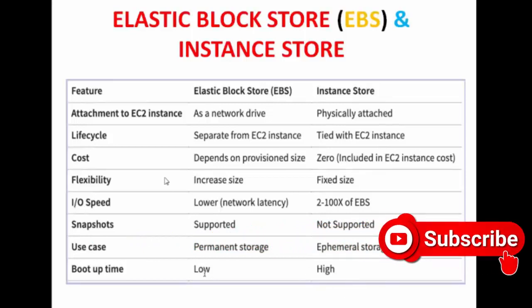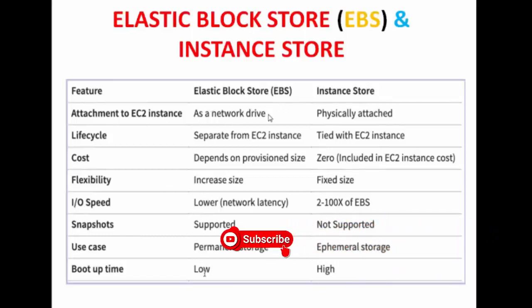So guys, again an overview. Attachment to the EC2 instance: EBS is a network drive, but the instance store is attached physically. Life cycle: EBS is separate from the EC2 instance, but the instance store is tied with the EC2 instance. Cost: EBS depends upon the provisioned size, whereas the instance store is totally zero, included in your EC2 instance cost. Flexibility: you can increase the EBS size anytime, but the instance store is totally fixed.